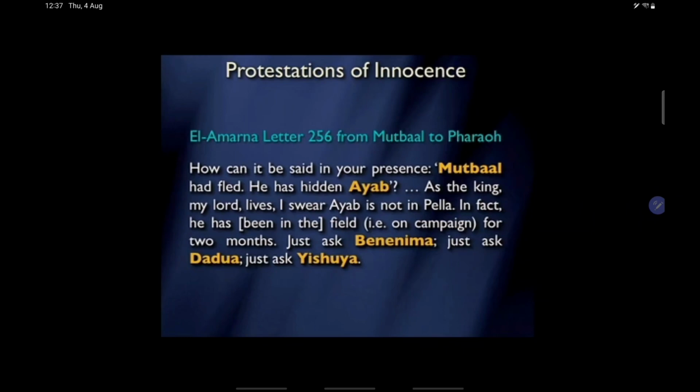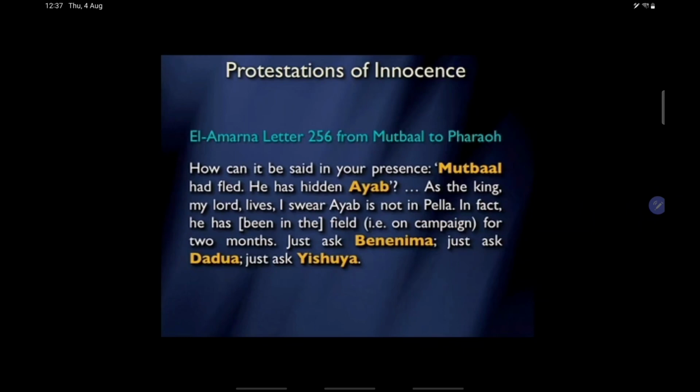Mutbal's letter to pharaoh was most revealing of them all, in EA 256. "How can it be said in your presence, Mutbal has fled? He has hidden Ayab. As the king my lord lives, I swear, Ayab is not in Pella."